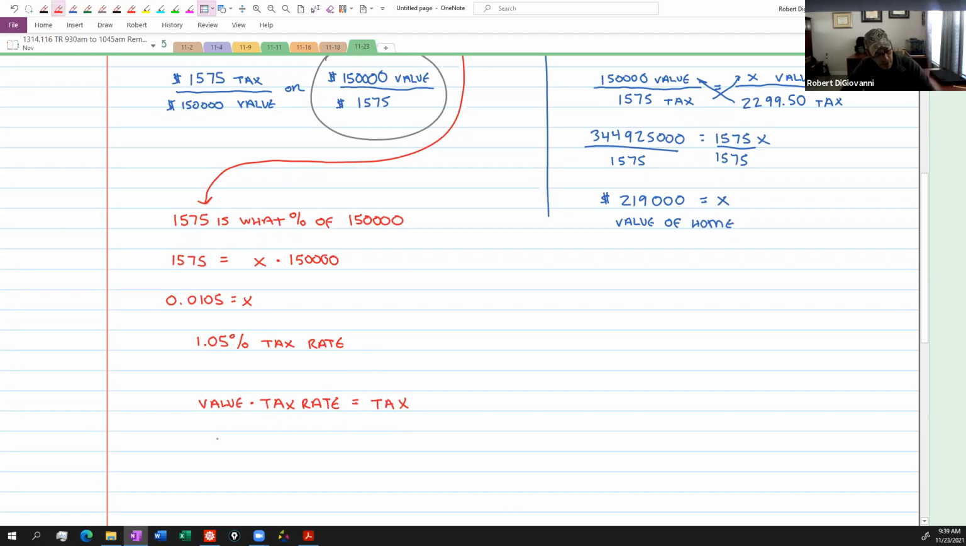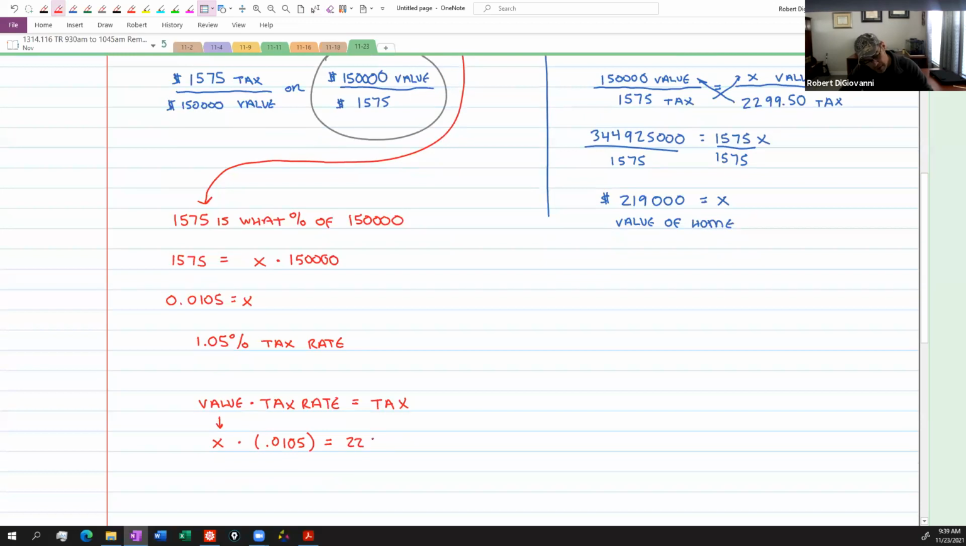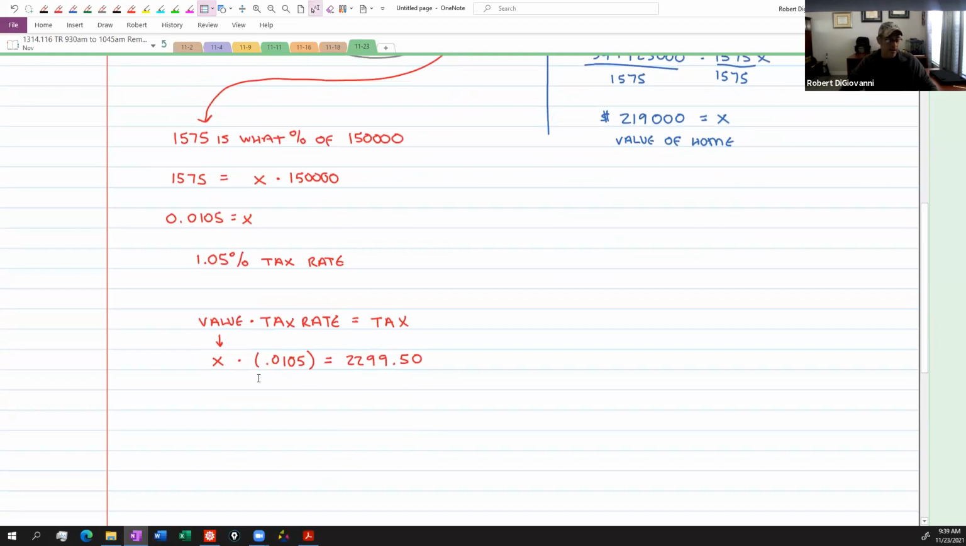So for us, we don't know the value of the home. We know that the tax rate is 0.0105, and we know that the tax on this home is $2299.50. And now if you want to solve for x, you divide both sides by 0.0105. And we should get the same answer.